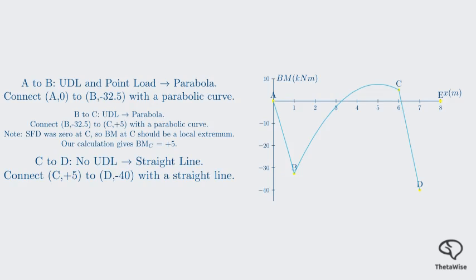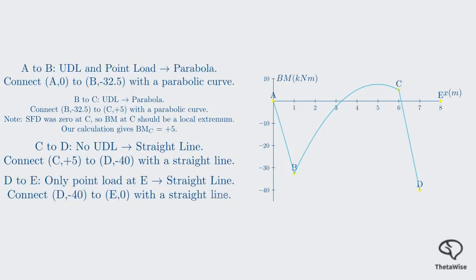The change in slope at C is due to the 80 kN concentrated load. Finally, from D to E, there's only the point load at E. There's no UDL, so we connect the point D, 40, to the point E, 0, with a straight line.